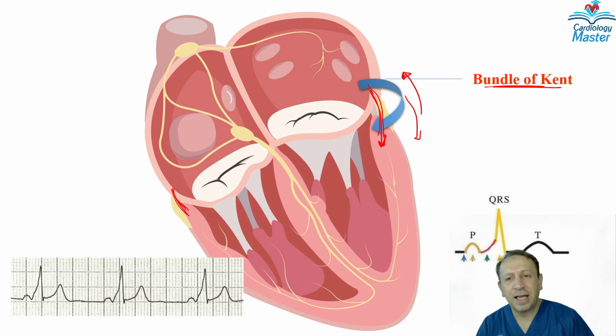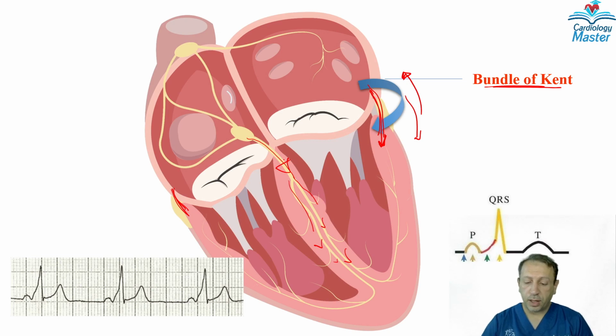So how does this accessory bundle manifest on the ECG? As we said, this is the normal conduction of the heart, where the signal is transmitted from the sinoatrial node through the atrial bundles to the AV node and then to the His, left bundle, and right bundle. This is the direction of the normal impulse. On a normal ECG, there will be a P wave, then the QRS complex, then the T wave. The QRS represents the ventricular depolarization.